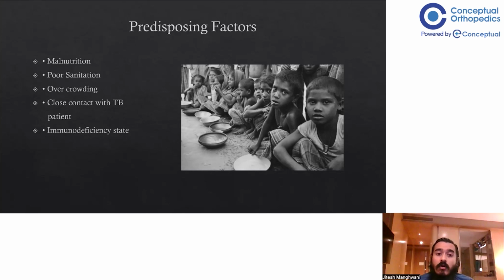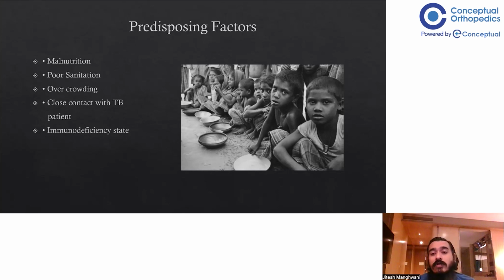may not be completely wrong to say that it is more impacted wherever overcrowding is there, like in areas where slums are there, because sanitation is also an issue, and also there is a lot of malnutrition. Any close contact with a TB patient, however, whenever we talk about spinal tuberculosis, that is also the tuberculosis that most commonly spreads from the lungs.